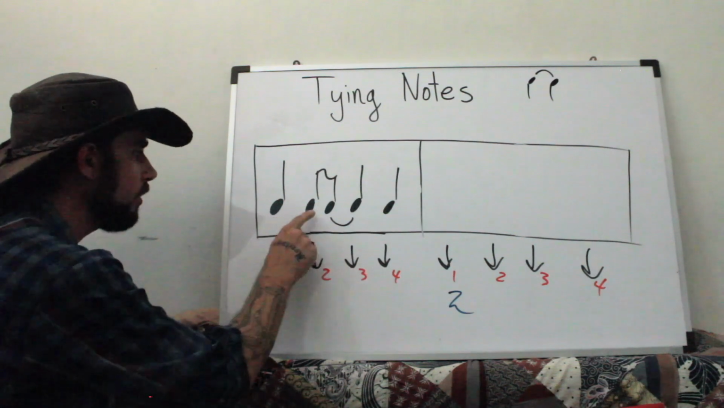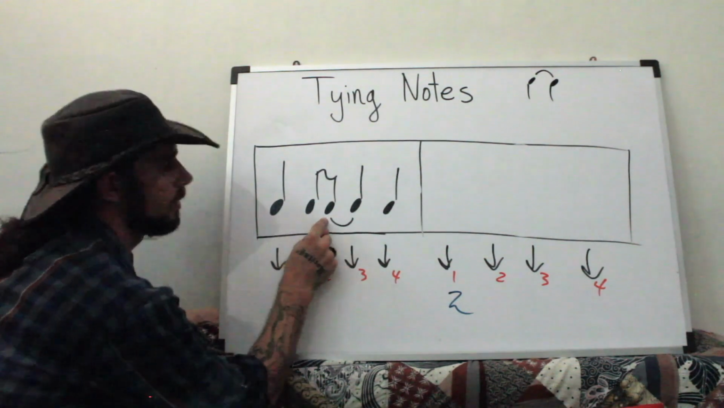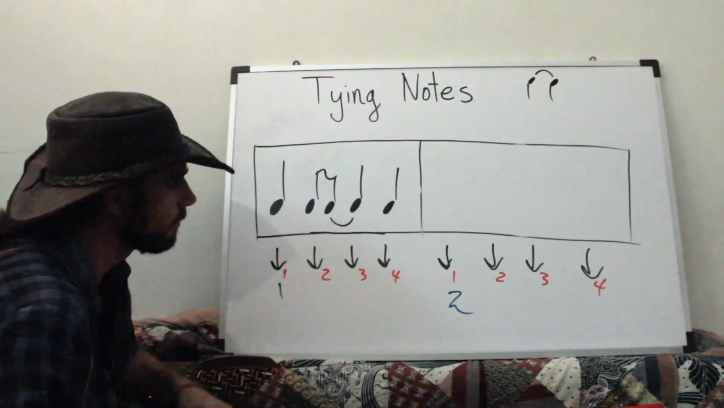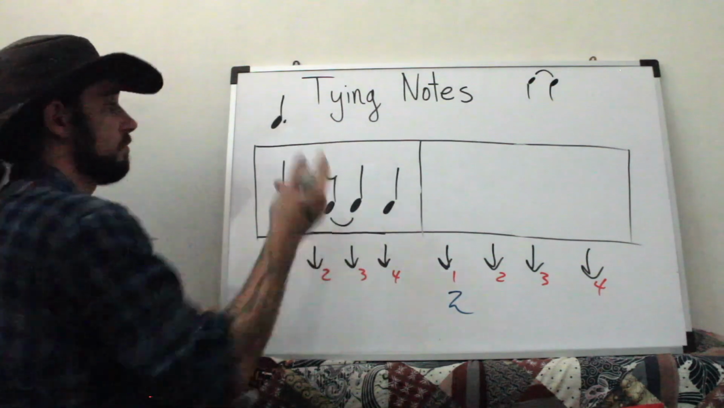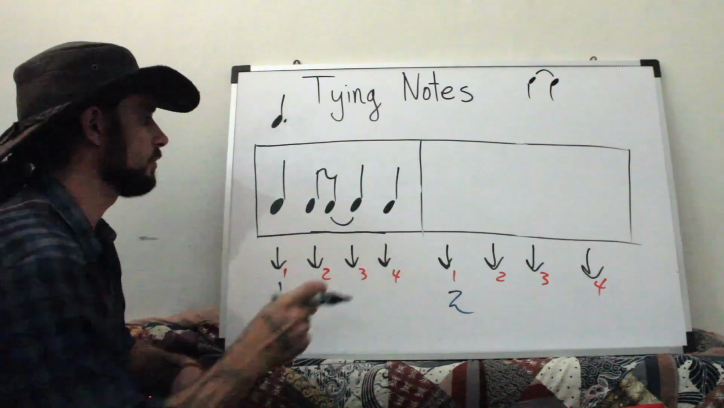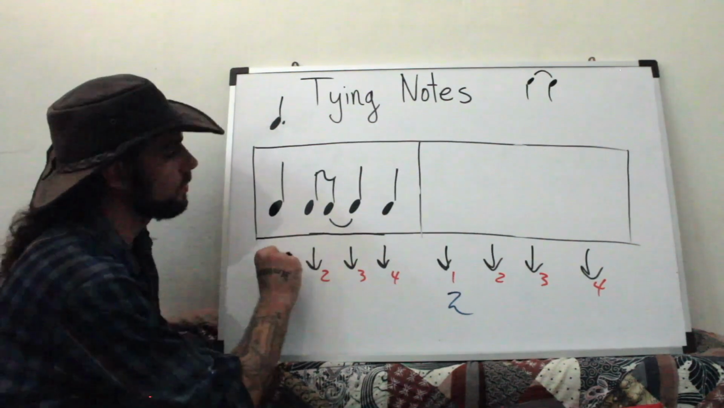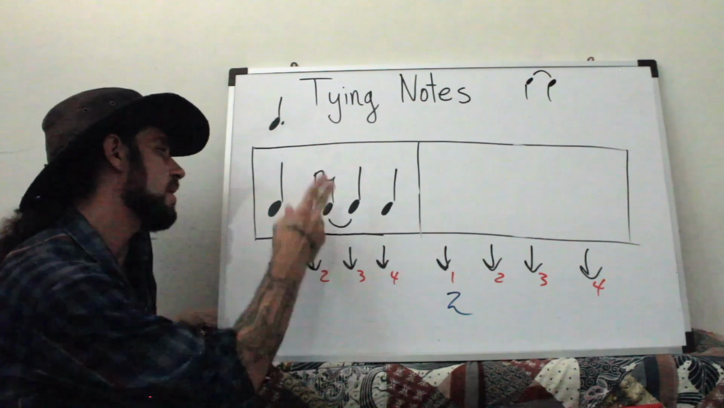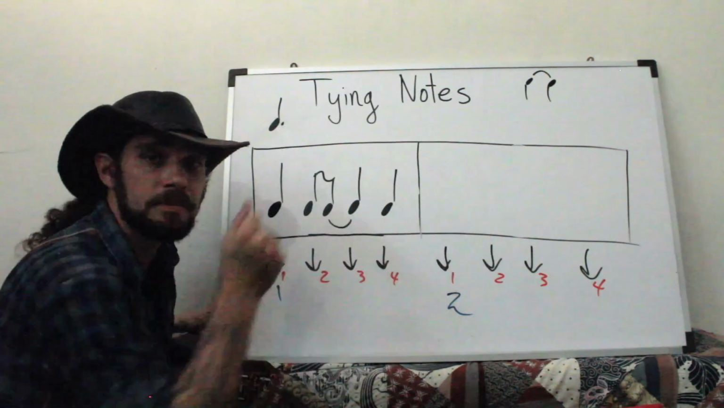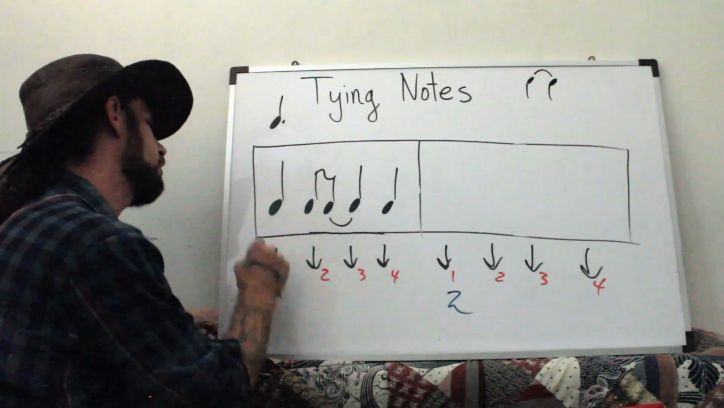Here we've got a quarter, an eighth, but now we've got an eighth tied to a quarter. So that value-wise is the same as a dotted quarter note. We've got a quarter here. So let's see what that sounds like. So 1, 2, 3, 4. 1, 2, 3, 4.